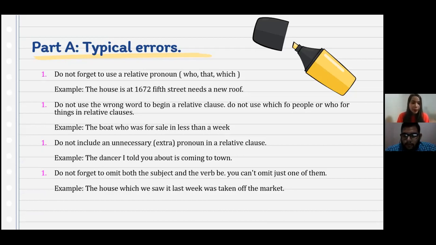And number 3 is, do not include an unnecessary or extra pronoun in a relative clause if we don't need it. For example, "The dancer I told you about is coming to town." And the last error is, do not forget to omit both the subject and the verb be. You can't omit just one of them. For example, "The house which we saw in the last week was taken off the market."